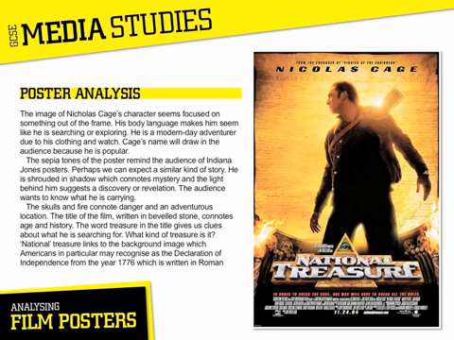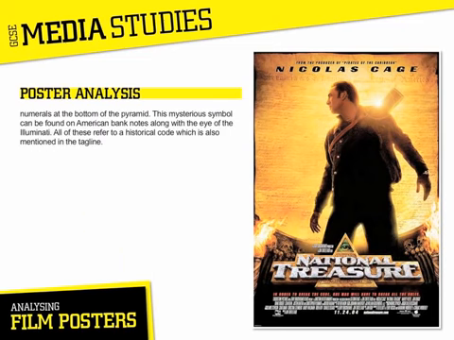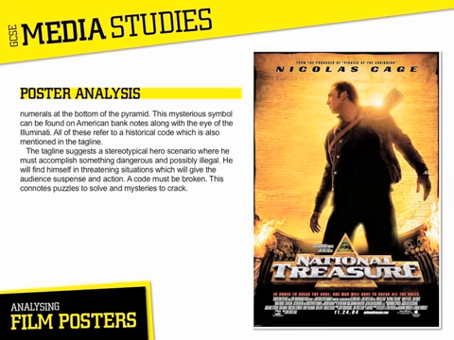year 1776, which is written in Roman numerals at the bottom of the pyramid. This mysterious symbol can be found on American banknotes along with the Eye of the Illuminati. All of these refer to a historical code which is also mentioned in the tagline. The tagline suggests a stereotypical hero scenario where he must accomplish something dangerous and possibly illegal. He will find himself in threatening situations which give the audience suspense and action.